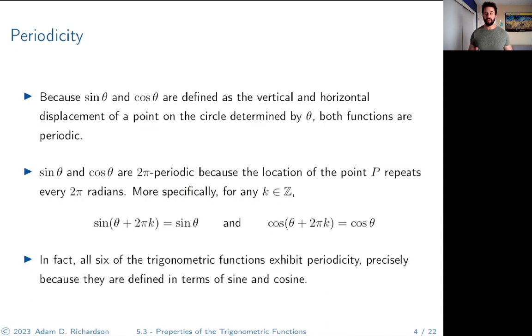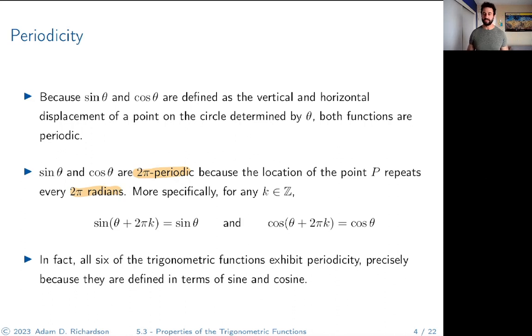All right, so we know what sine and cosine are now, and because they're defined as the vertical and horizontal displacement of a point on the circle determined by theta, both functions are periodic. And we kind of saw that when I was drawing the lines in the previous lecture, right? It basically goes up and down, left and right, left and right. That's periodicity, and it's related to the fact that the point is going around and around the circle. So in particular, sine and cosine are 2 pi periodic because the location of the point P just repeats every 2 pi radians. And this is something we saw last time too.